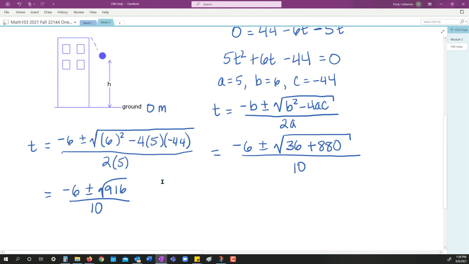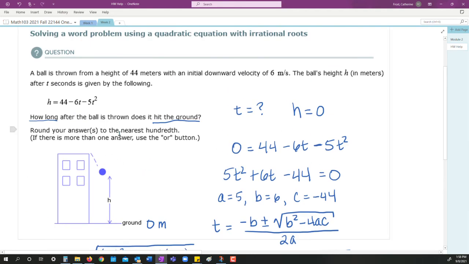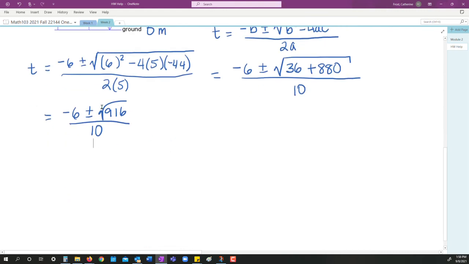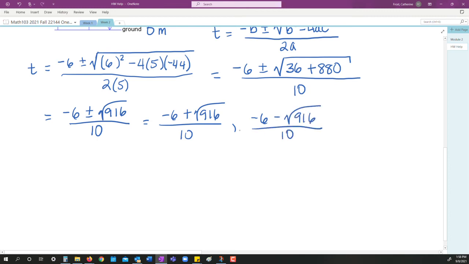Now let's look at what they wanted us to do with our answer. Round your answers to the nearest hundredth. So we don't need to bother trying to simplify the square root. We're going to just type in each of these two values: negative 6 plus square root of 916 over 10, and negative 6 minus square root of 916 over 10. We'll do those one at a time in the calculator. If you have a better calculator than the Windows one I was using, it's probably going to be easier to use that.